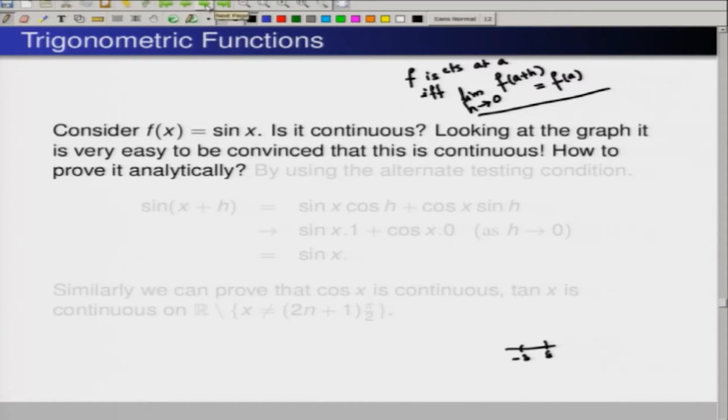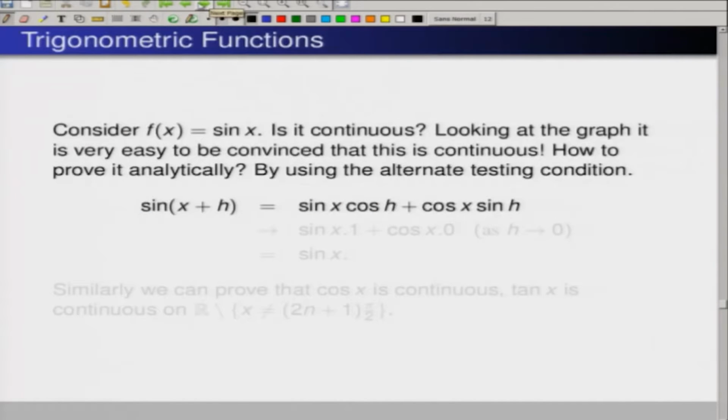Now, if I apply this alternate condition, then if I look at sin of x plus h, which is equal to sin x into cos h plus cos x into sin h. Now, as h goes to 0, cos x is independent of h. So, this is sin x, cos h, cos 0 is 1, sin 0 is 0, therefore, this is equal to sin x. So, therefore, sin x is continuous for every x. Similarly, you can prove that cos x is continuous for every x.